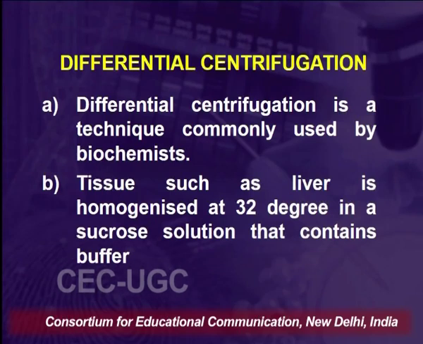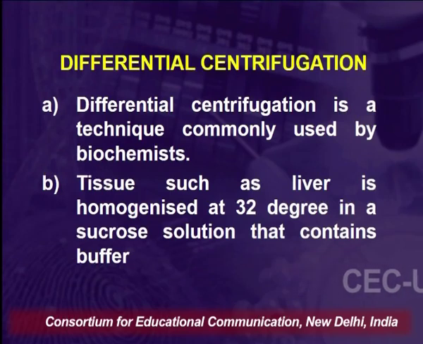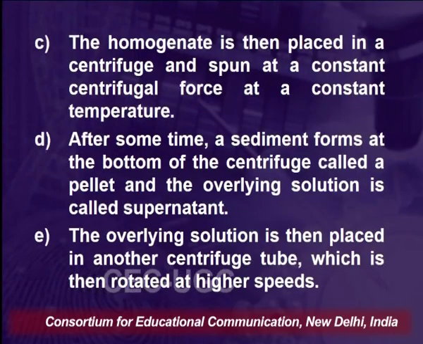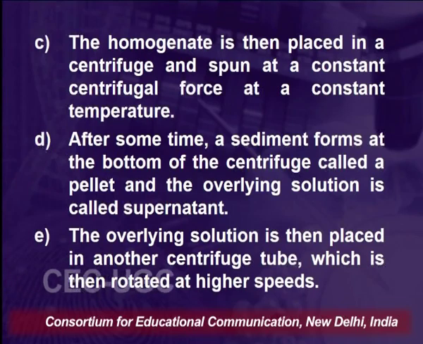Differential centrifugation is mostly used by biochemists, where tissue such as liver is homogenized at 32 degrees in a sucrose solution that contains buffer. This homogenate is then placed in a centrifuge and spun at a constant centrifugal force at a constant temperature. After a certain time, the sediment forms at the bottom of the centrifuge tube, called the pellet, and the overlaying solution is called the supernatant. The supernatant is then placed in another centrifuge tube, which is rotated at higher speed.